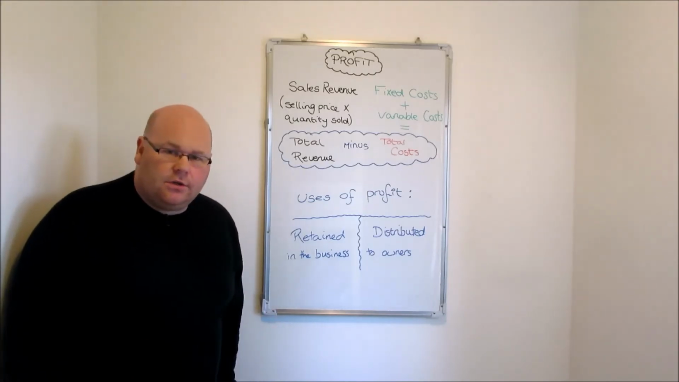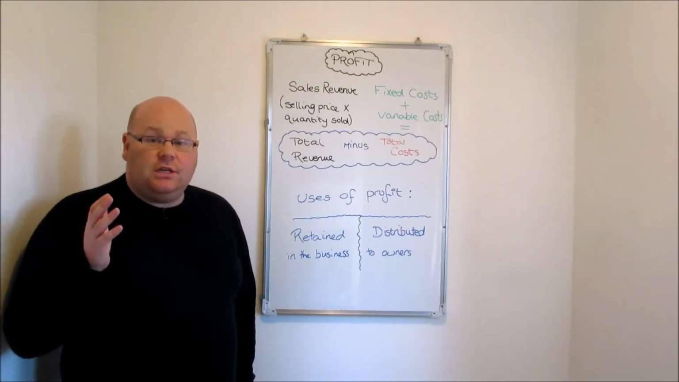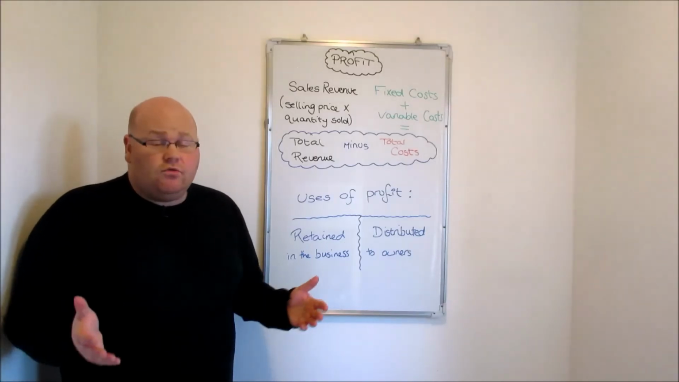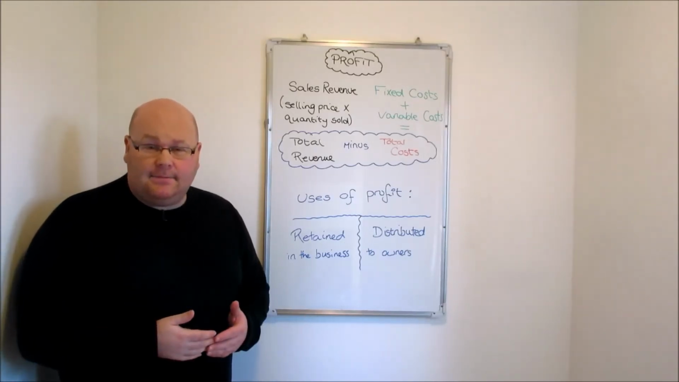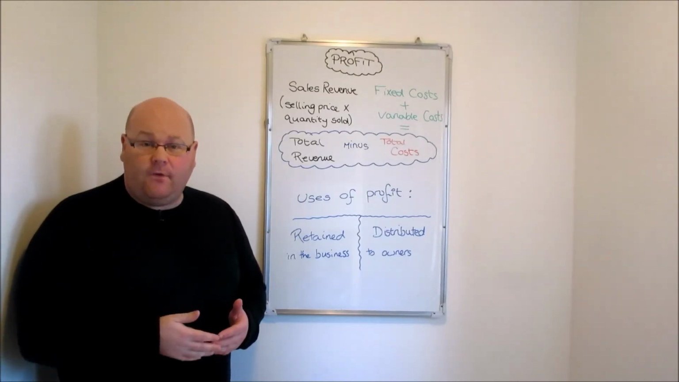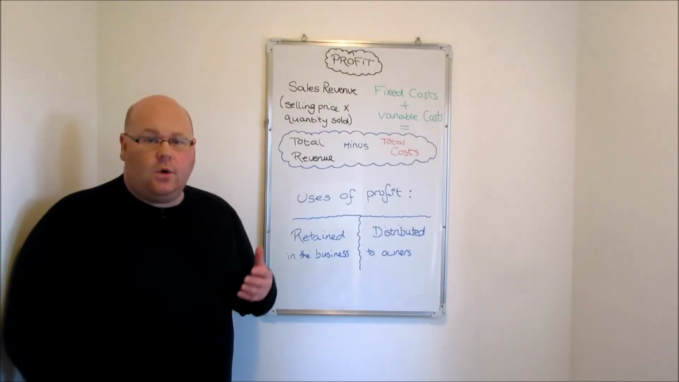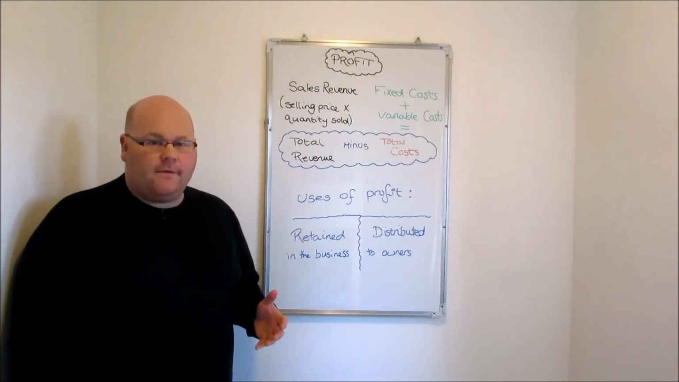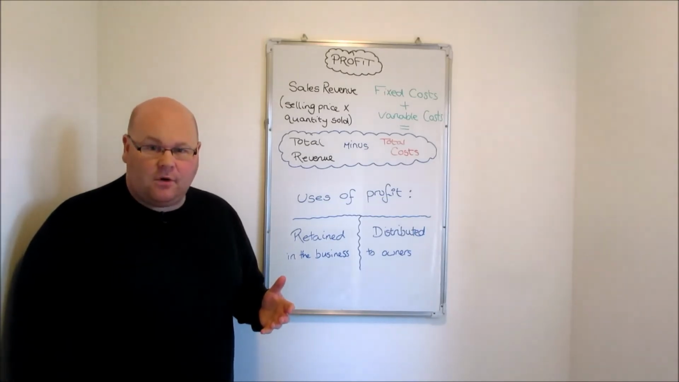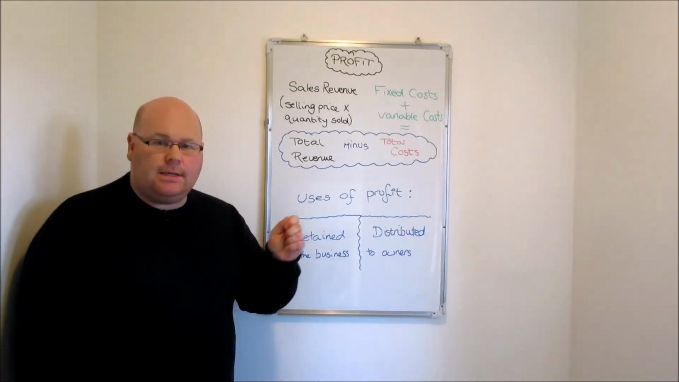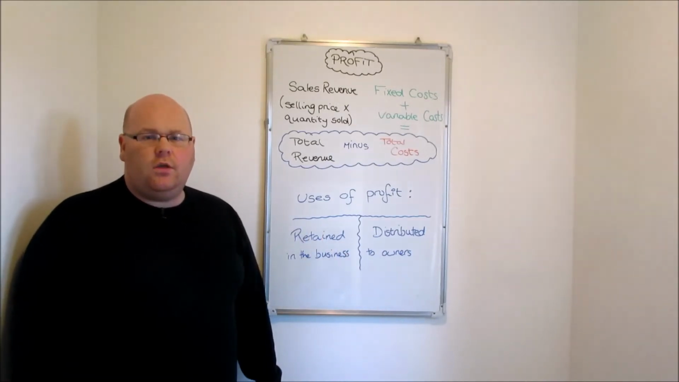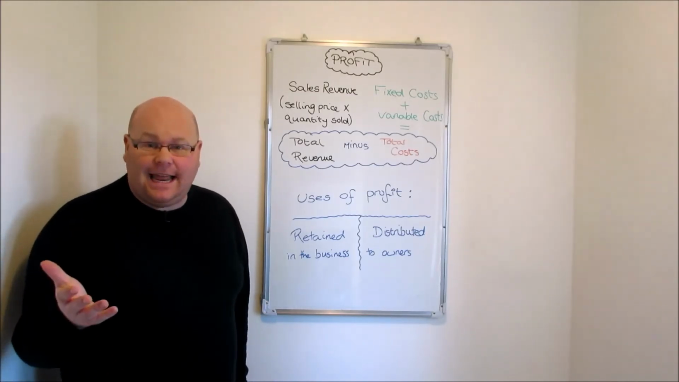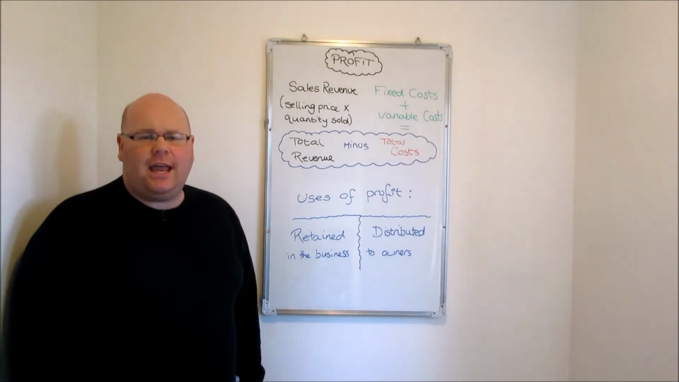But the alternate use of profits is to distribute those profits to the owners of the organization. The reason why people have invested in this business is to make some form of return from it. So when the business makes profits at the end of the financial year, it is common for a large proportion of those profits to be given out or to be distributed to those owners. In limited companies, that would be in the form of a dividend to the shareholders.